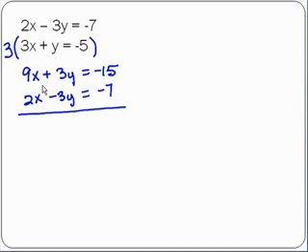So now we're going to add. The y's are going to cancel out. We get 11x is equal to negative 22. So x is equal to negative 2.